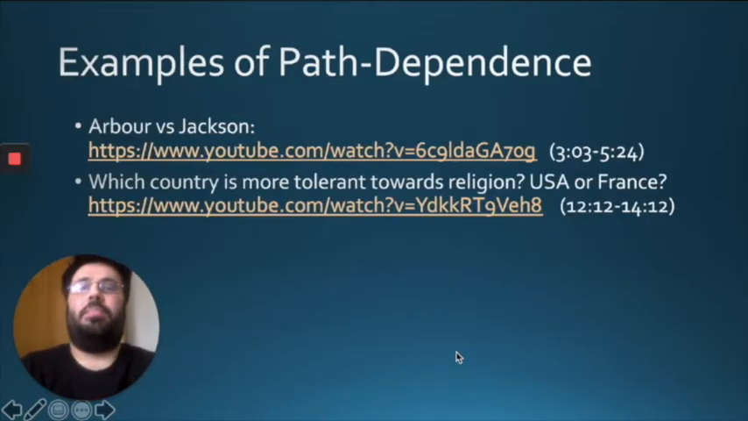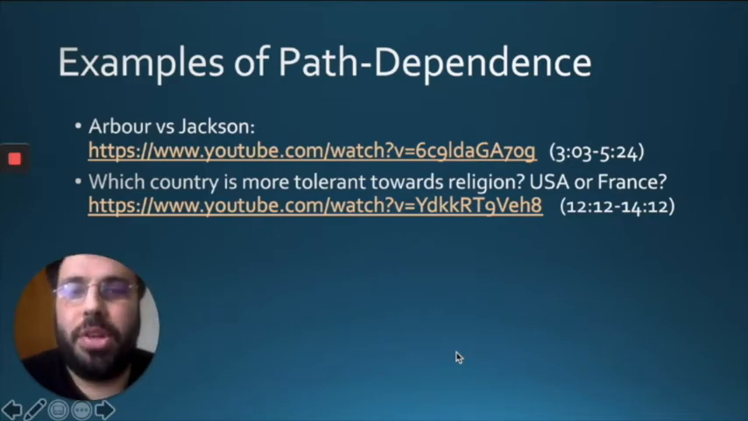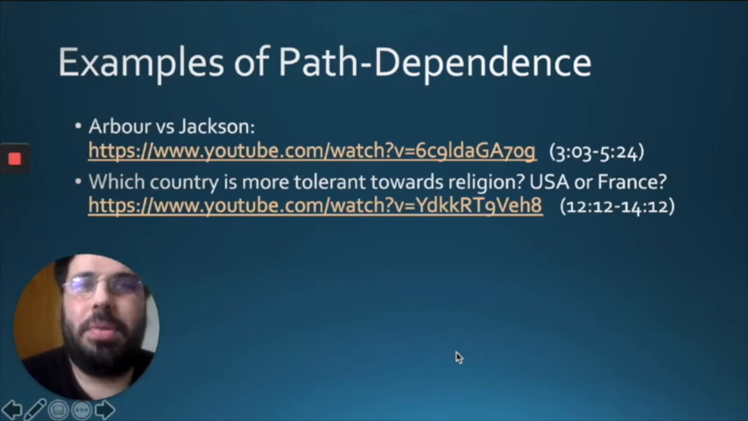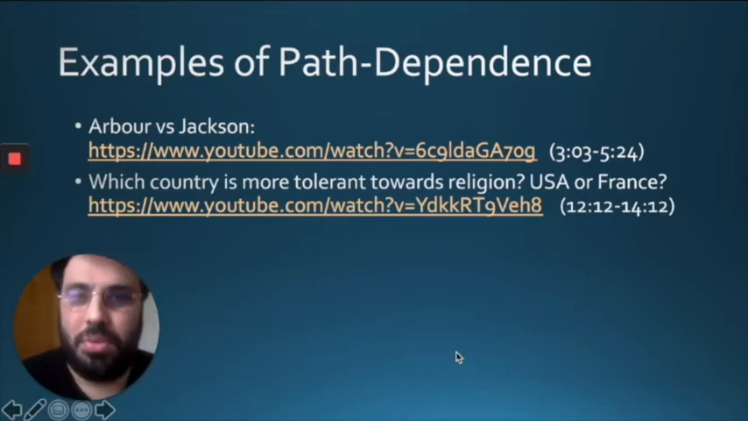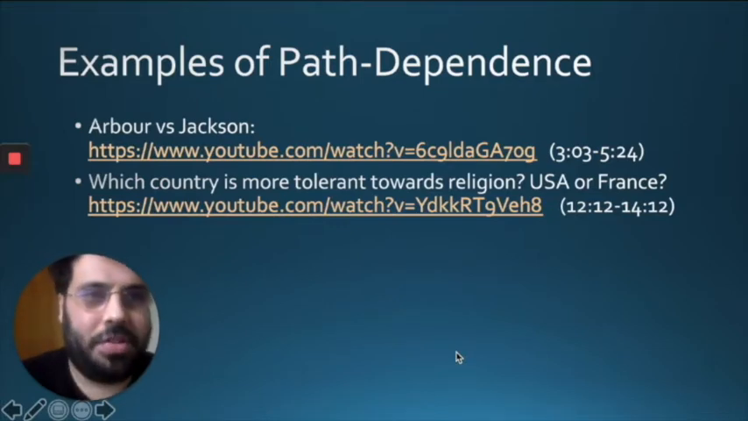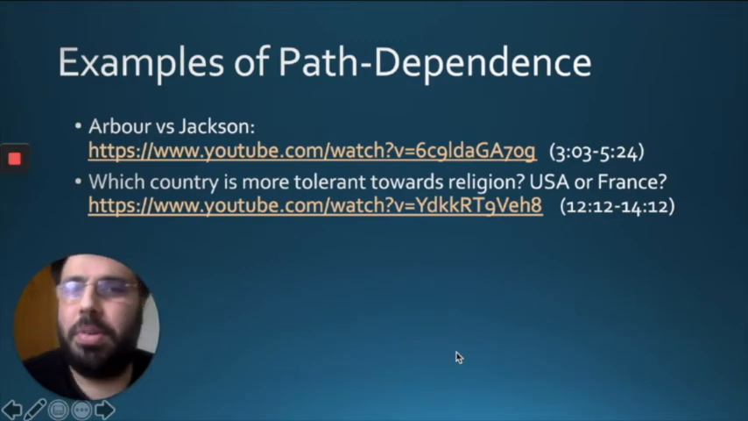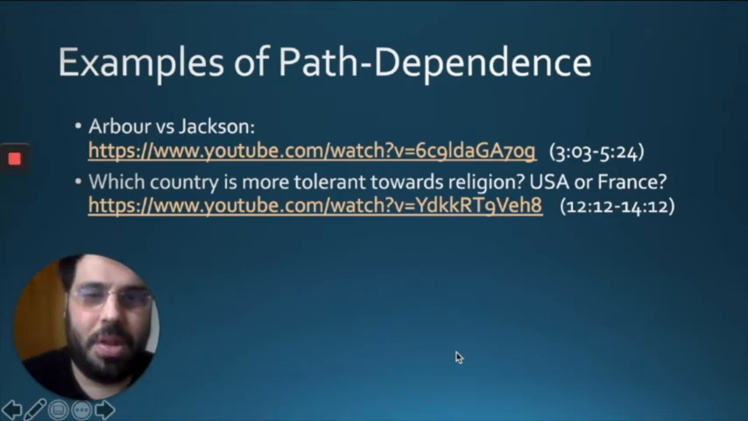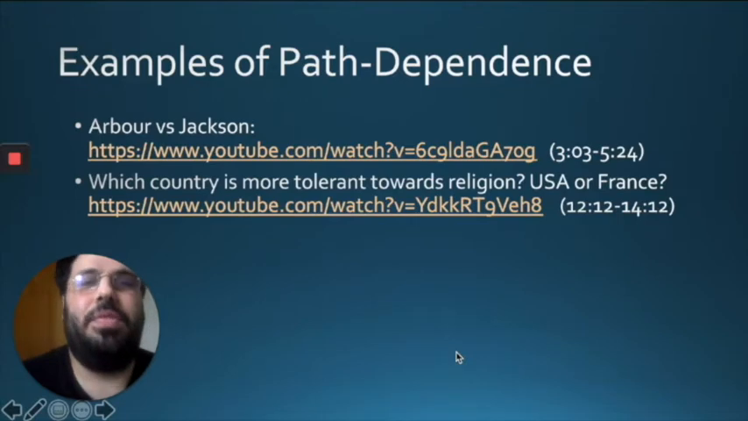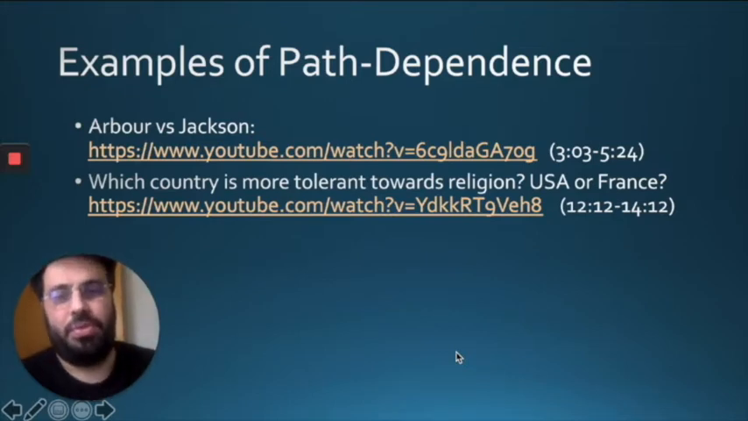Again, there are two examples here that you will watch at home. These are examples relevant to the politics of secularism in France and the United States, and why it is different, and also local politics in Arbor and Jackson, and why these two neighboring towns are so different from one another. So the analysis of these differences through the concept of path dependence shows how beneficial and how useful this concept is.